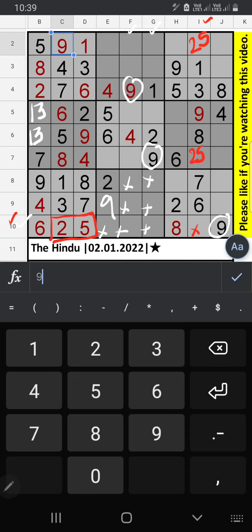Then only one number is remaining, number 4. Number 4 is confirmed here. In the 9th row and 10th row, we have the pair 4 and 6. Then 4 and 6 won't come in these cells. 4 and 6 will come in both the cells. We have 4 already. So 4 can't come in this cell. 4 is here. 6 is confirmed here.